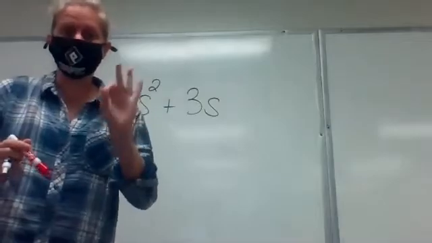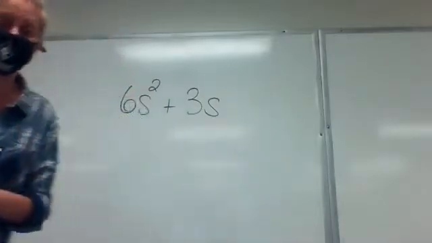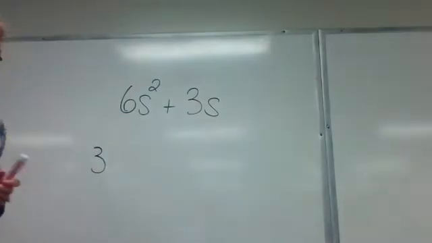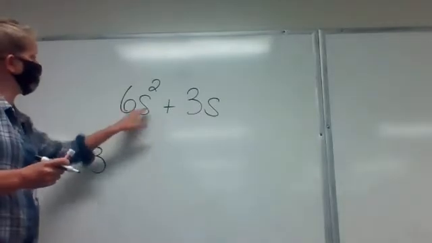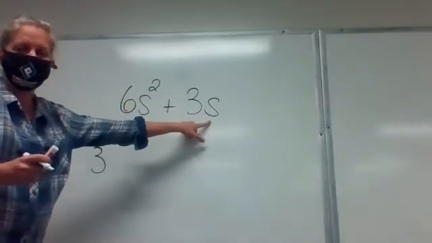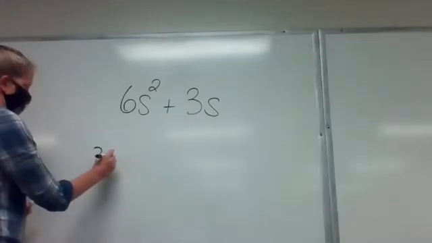A 3 does, right? 3 goes into 6 and 3 goes into 3, which means that is a common factor. It's a factor that goes into both of them. So I'm going to pull out the 3. What else do they have in common? This one has s squared. This one has s, which means if they both have an s, I can pull out an s.